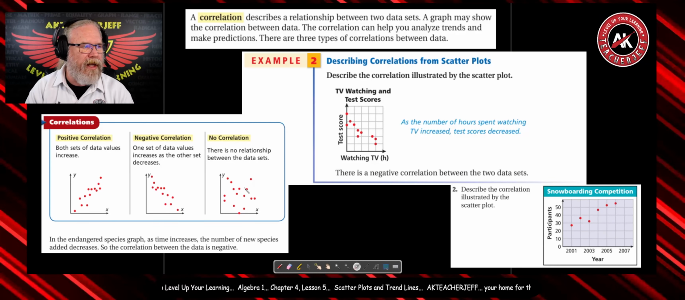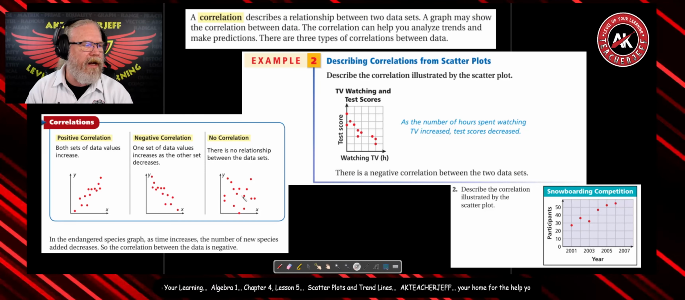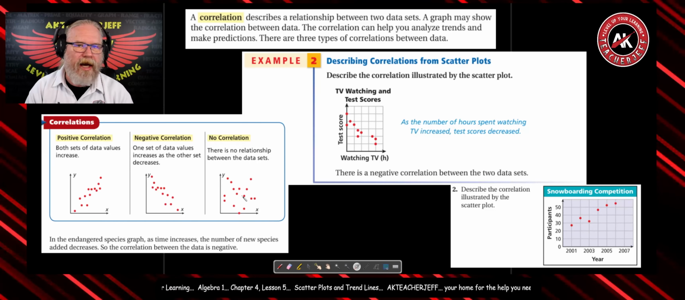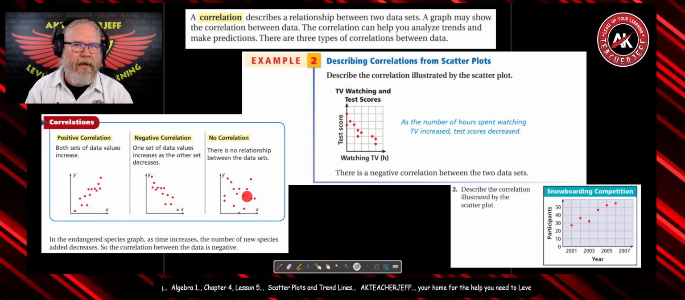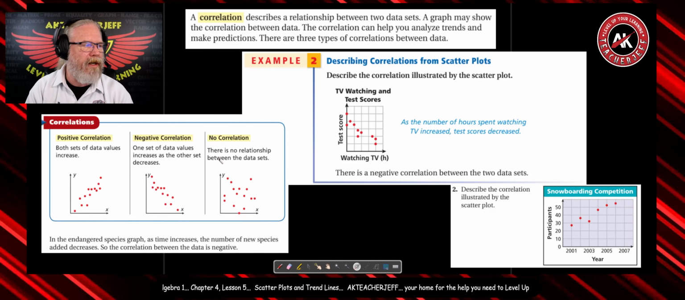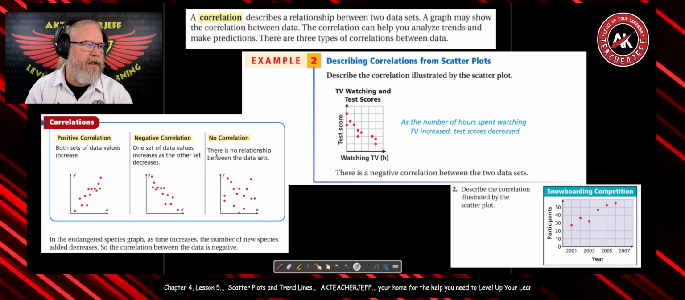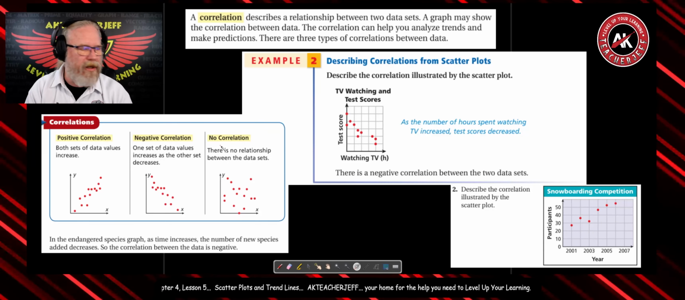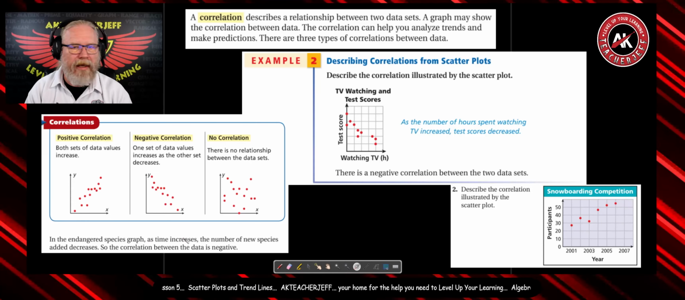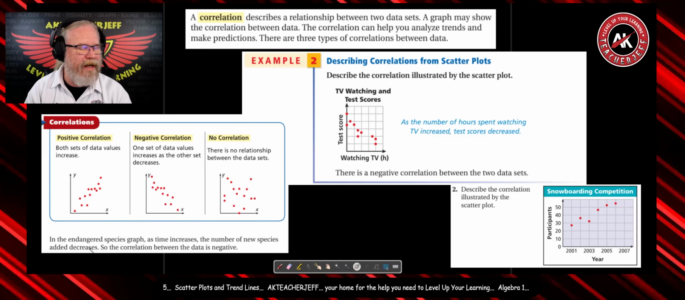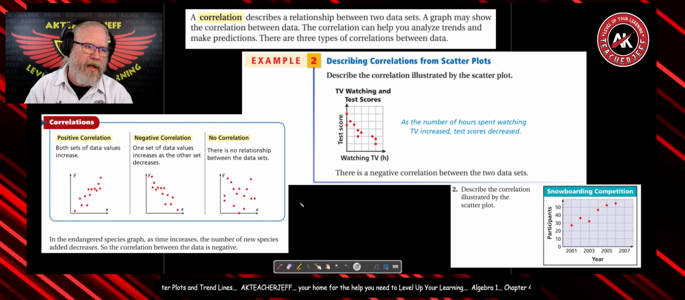And then there's no correlation. Something that looks like this. Somebody looks like they just loaded up a shotgun with buckshot or bird shot and just shot at a target and just sprayed it all over the place, right? Well, there's no uphill pattern, there's no downhill pattern, so there seems to be no relationship between the two data sets whatsoever. So this is what we would refer to as no correlation. In the endangered species graph, we would say that as time increases, the number of new species added decreased. So that type of correlation, that would be a negative correlation.